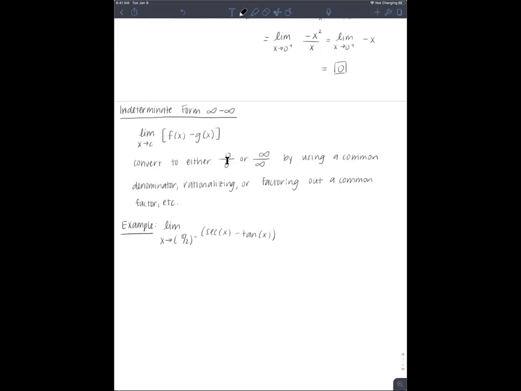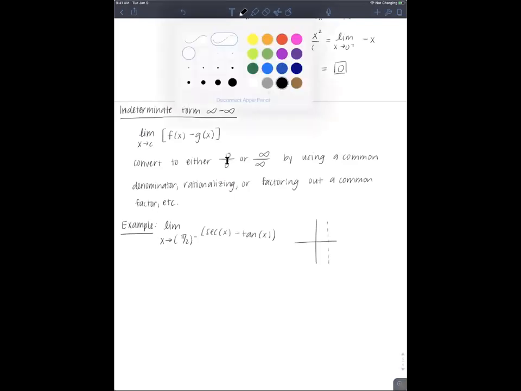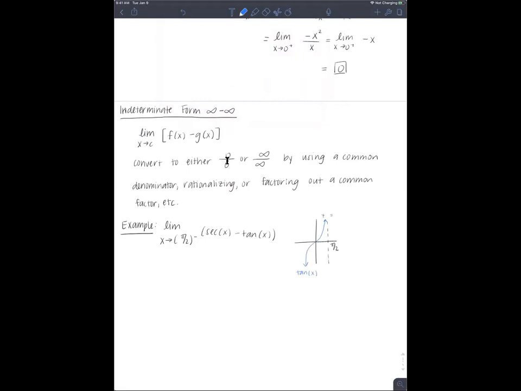Real quick, I'm going to draw the pictures for both secant and tangent. So tangent, if you remember, so here's pi over 2. It has an asymptote at pi over 2 because tangent of pi over 2 is undefined. And if I look at tangent, it looks almost like the cubic in the middle, right? And so on the left side of pi over 2, what's happening to tangent? Yeah, it's going to positive infinity, right?